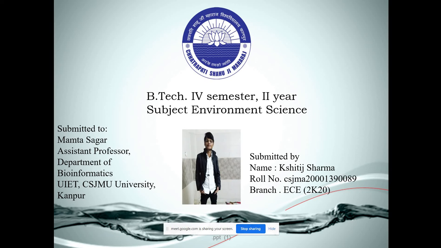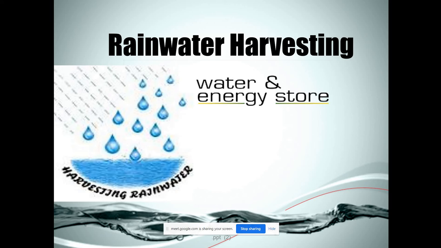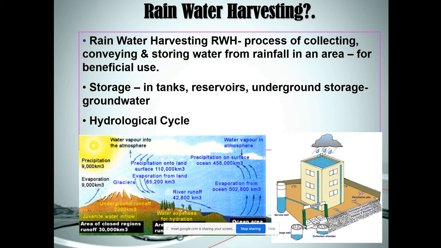Good evening, everyone. My name is Sitish Sharma. I am here to present my view on rainwater harvesting. What is rainwater harvesting? Rainwater harvesting is the process of collecting, conveying, and storing water from rainfall in an area for beneficial uses. Storage in tanks, reservoir, underground storage, groundwater. Rainwater harvesting either captures stored rainwater for direct use, irrigation, production, washing, drinking water, etc., or is recharged into the local groundwater and is called artificial recharge. Let's move to the next slide.